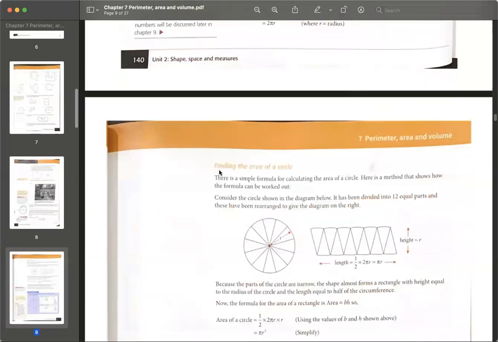And then we used pi to find the area. So what happens is that they drew a circle and then they cut them out into these pieces here. Okay. So what happens is that once they cut it out, they actually figure out that the height here is the radius, and then the length here is half of 2 pi r.